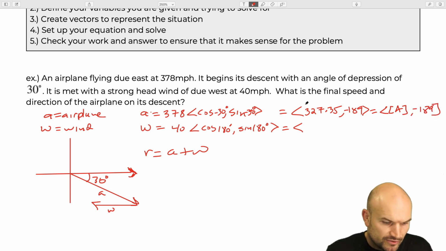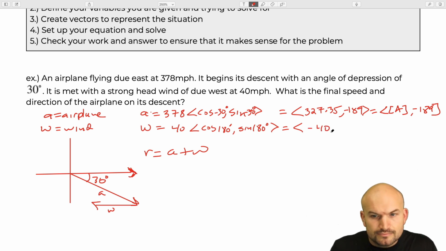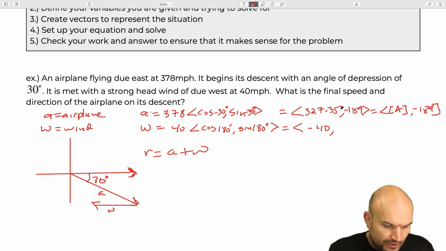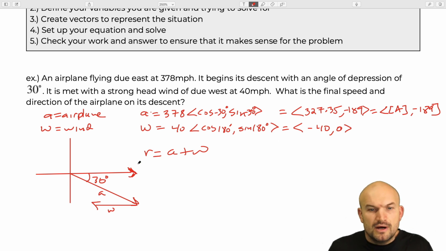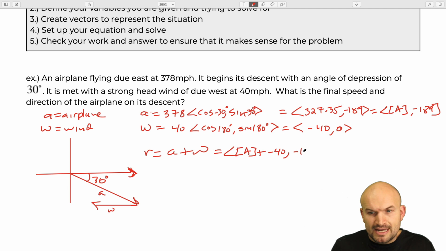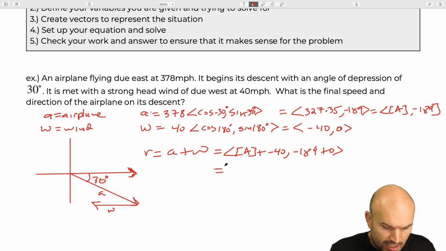Okay, and then over here, we're going to do 40 times the cosine of 180, which hopefully you know the cosine of 180 is negative 1, right? So that's just going to be a negative 40. And then this is going to be the sine of 180. Well, hopefully you know that's going to be 0, right? But I'll just still type it in just to make sure that I have everything. 40 times the sine of 180. Okay, and that's going to be 0. All right, so now all we simply need to do, if we're going to add these, is my stored answer A plus a negative 40, comma, my negative 189 plus 0. All right, so I'm going to do alpha A plus a negative 189.